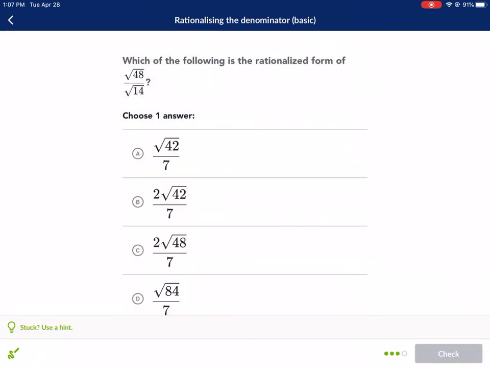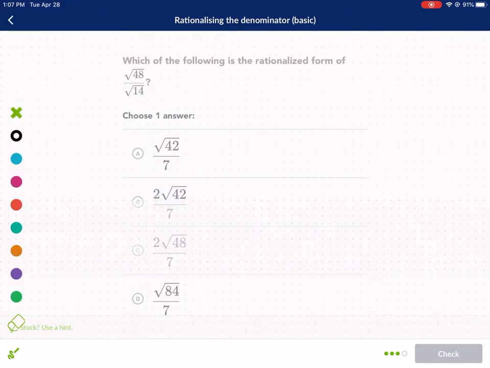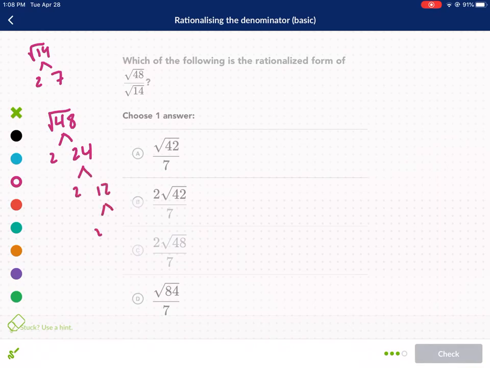Final question, which of the following is the rationalized form of radical 48 over radical 14? Well, we already know we can't simplify radical 14. It only has prime numbers as factors, no perfect squares. But square root of 48 we'll need to discover. So I'm going to divide it by prime numbers and get a factor tree. 2 and 24, 2 and 12, 2 and 6, 2 and 3. I'm going to circle any time I have a pair.